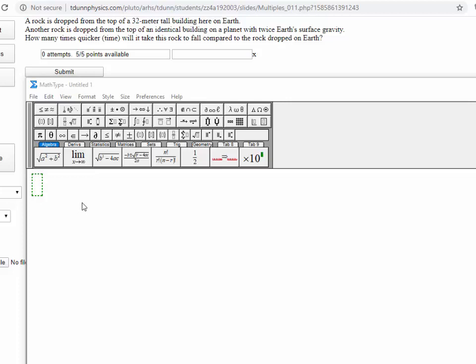Okay, question 11, similar to question 10. A rock is dropped from the roof of a 32-meter tall building here on Earth. Another rock is dropped from the top of an identical building on a planet with twice Earth's surface gravity. How many times quicker will it take this rock to fall compared to the rock dropped from Earth?